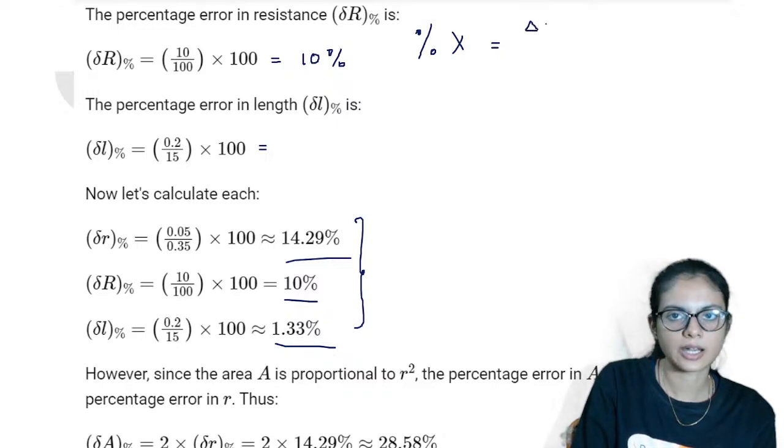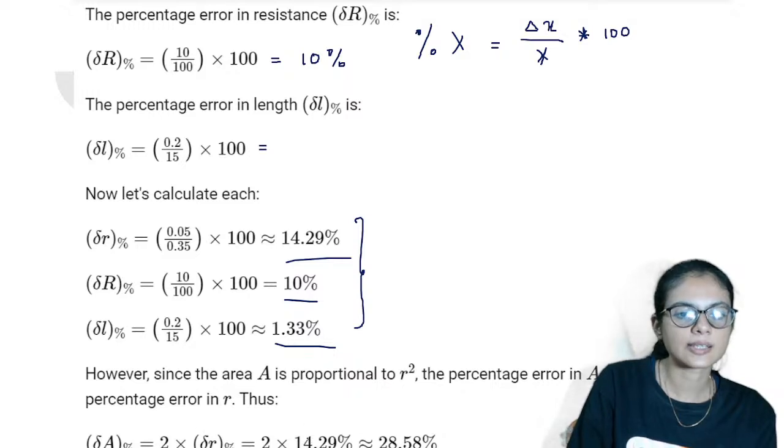So I can write it: delta x, which is the error, divided by the original value, into 100. Don't get confused. This is the original value, this is the error, and this is the percentage error. Clear? Okay. After finding this, A means, as I said, we want square and pi we will be having.